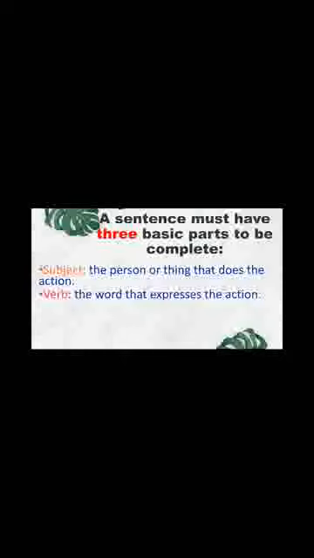There are three basic parts of a sentence you must know. The first one is the subject. The subject is the person or thing that does the action. The second basic part of a sentence you must know is the verb, which is the most important element or component of a sentence. The third one, of course, is the object, which is the person or thing that suffers the action of the subject.